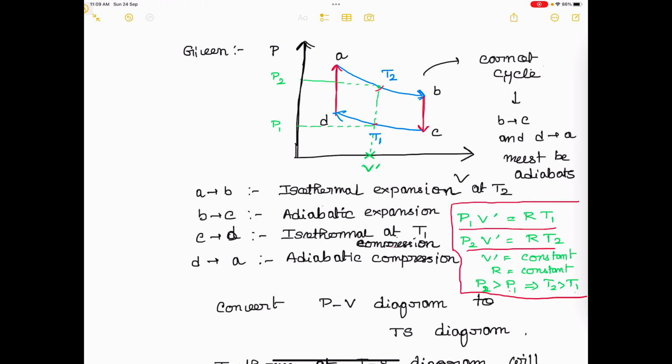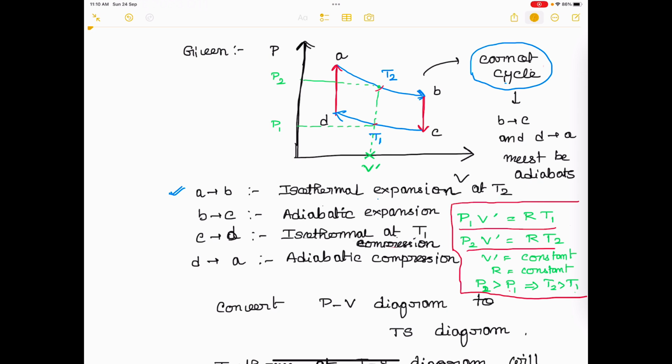So this is the question where you can see the PV diagram, and A to B is at temperature T2, and B to C is something, and then C to D again at temperature T1. This is what is given in the question. It is also given that it is a Carnot cycle. So since it is a Carnot cycle, what will be the processes? A to B, since it is at constant temperature T2, will be isothermal expansion at T2.